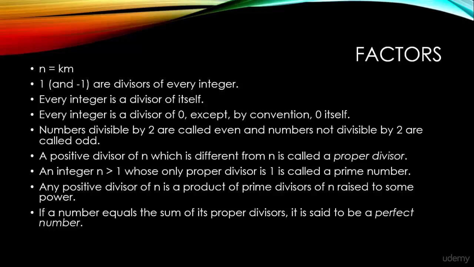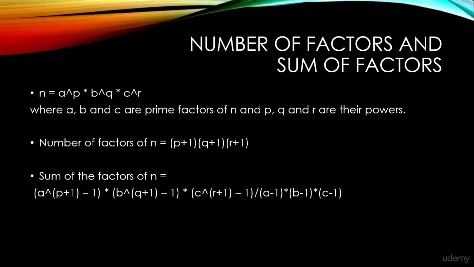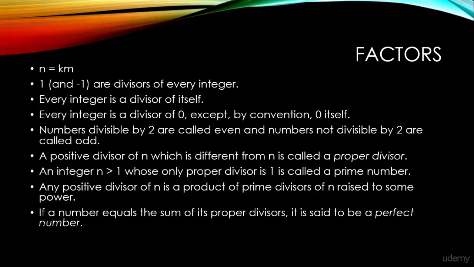There are some elementary rules. If A is a factor of B and A is a factor of C, then A is a factor of B plus C. In fact, A is a factor of MB plus NC for all integers M and N. If A is a factor of B and B is a factor of C, then A is a factor of C. If A is a factor of B and B is a factor of A, then A equals B or A equals minus B.